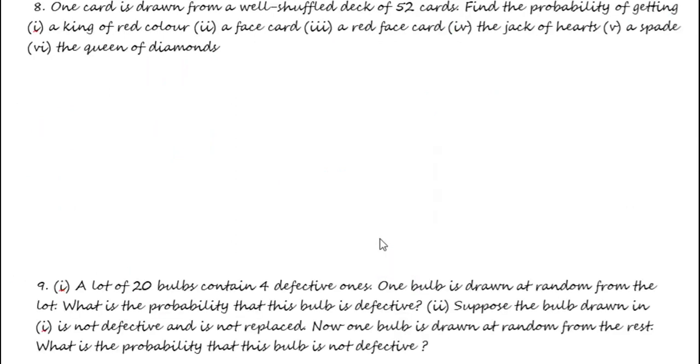Eighth one. One card is drawn from a well shuffled deck of 52 cards. Find the probability of getting, first one, a king of red color. I hope you know about the 52 cards in a deck. If you do not know, then it's better to take a set of cards, go through that and find out how many colors are there, what type of cards. Then you can answer these questions, otherwise not. Let us take the first one. A king of red color.